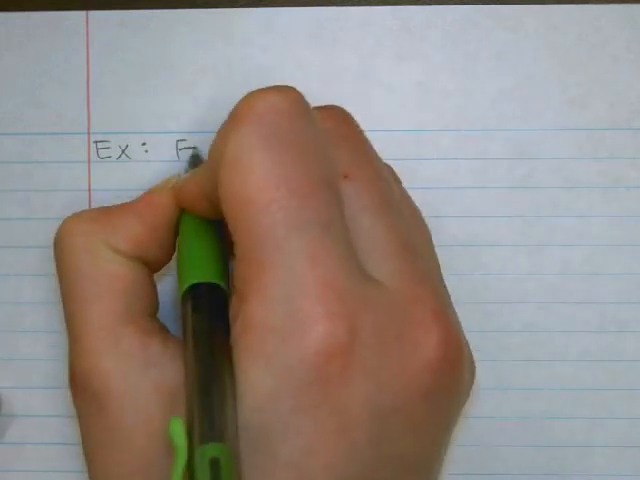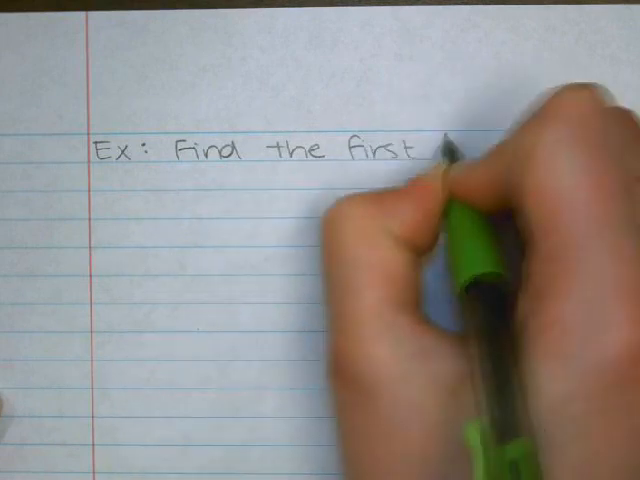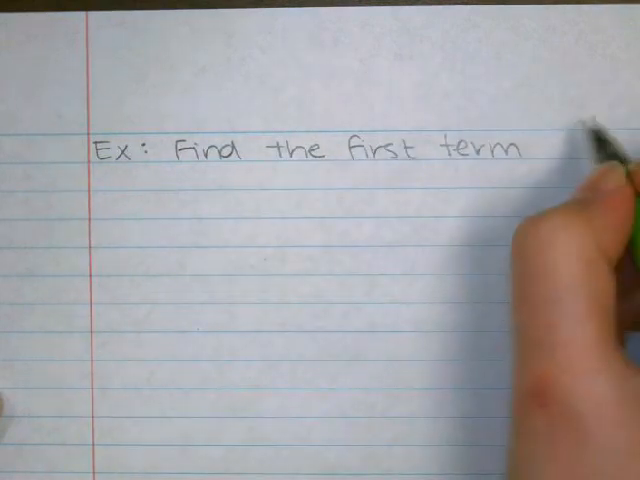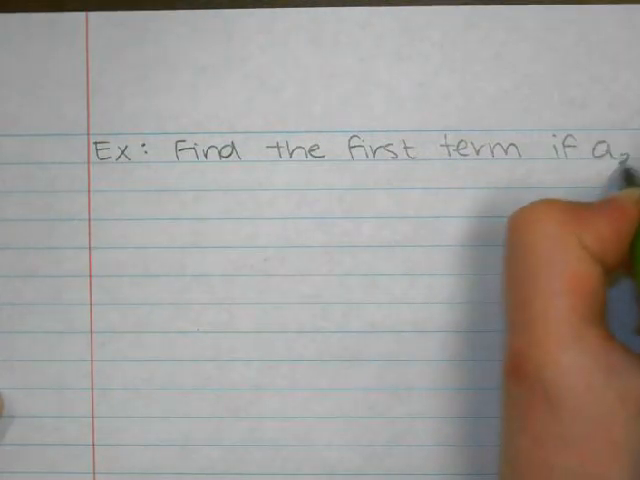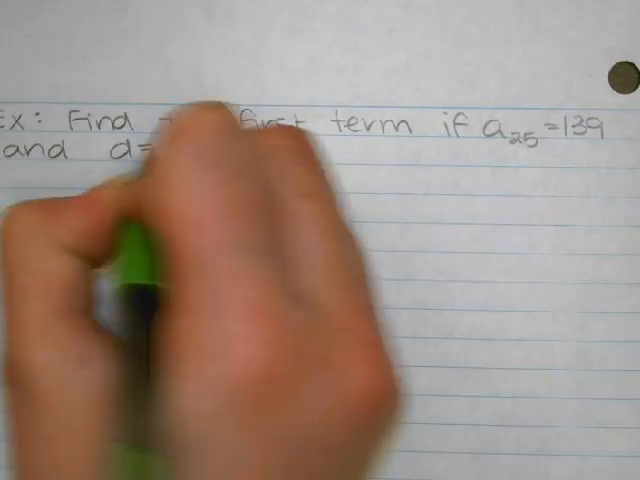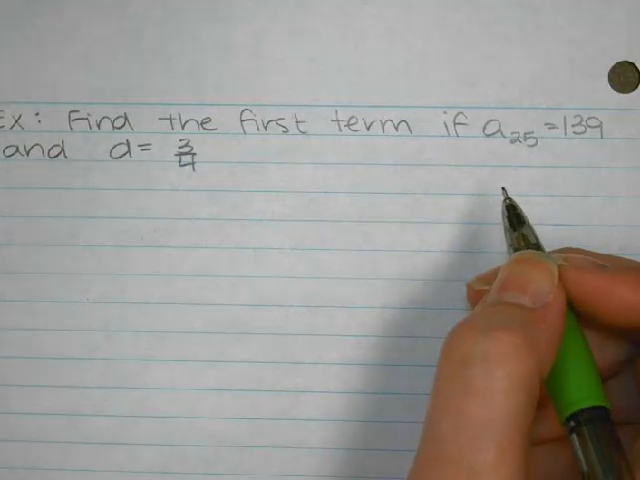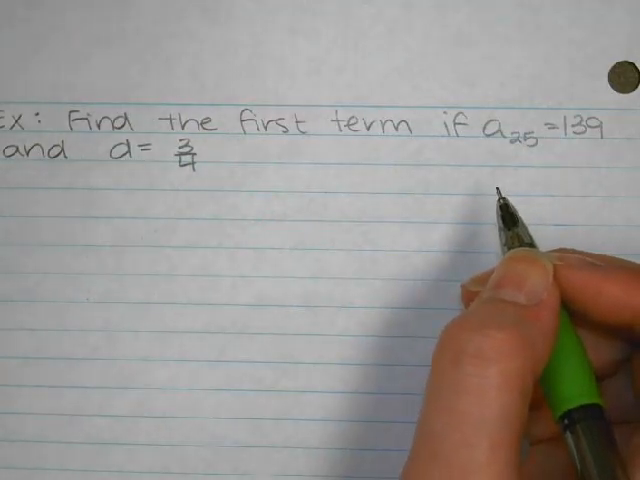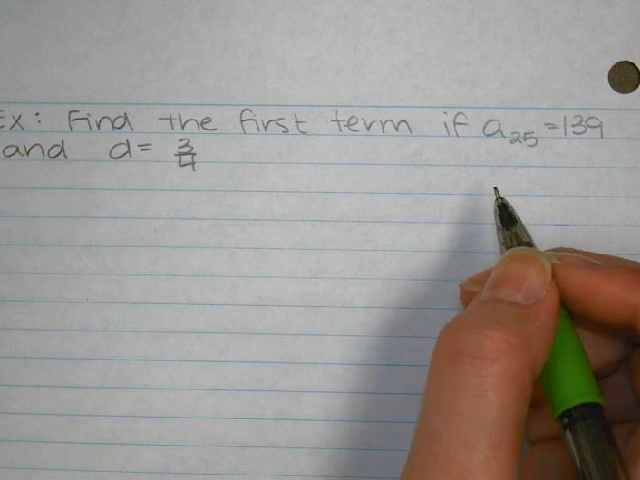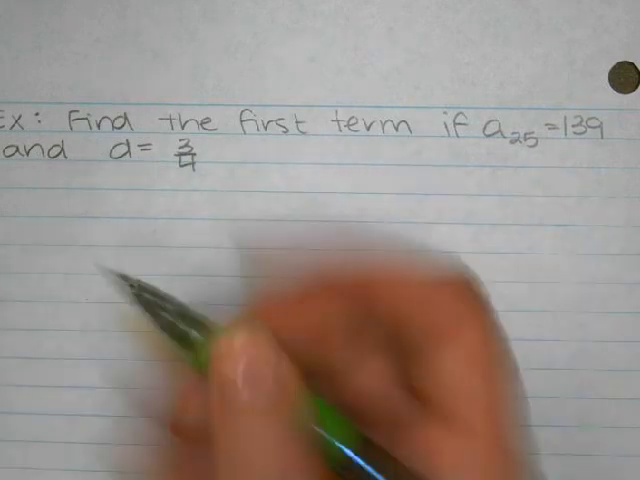All right, here's the next example. We're going to find the first term of the arithmetic sequence if a sub 25 is 139 and d equals 3/4. Okay, so again, anytime we're looking for specific terms, we're probably looking at the explicit formula instead of the recursive formula. With the recursive formula, we just subtract 3/4 until we got back to the first term.